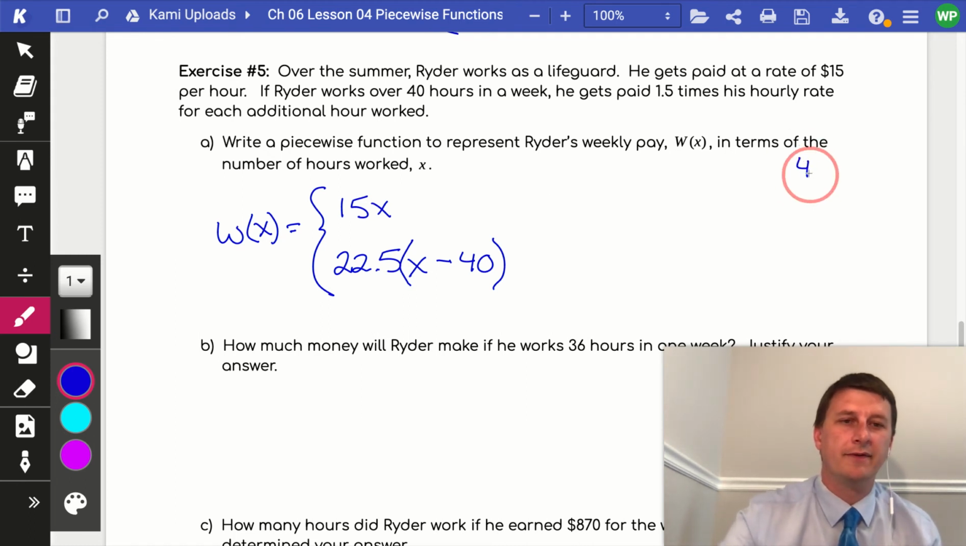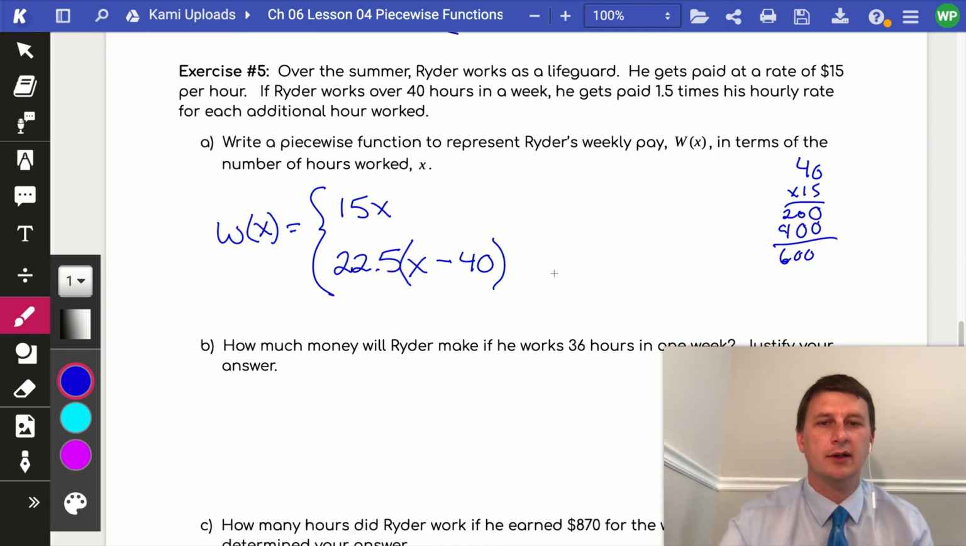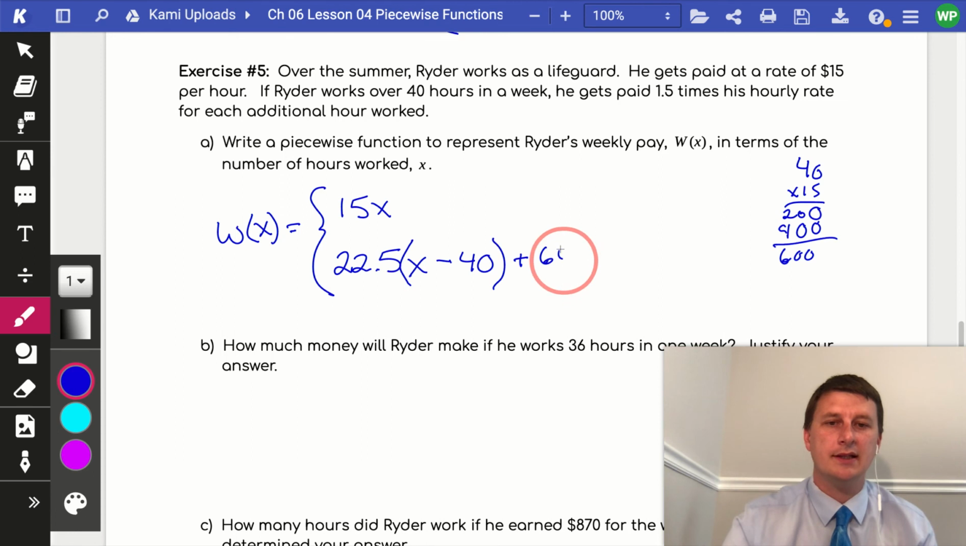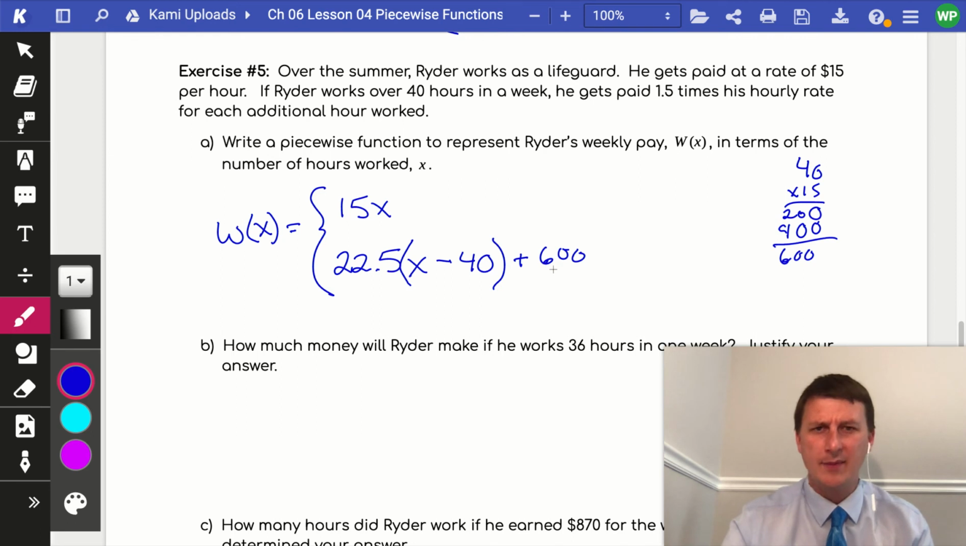So if he works the full 40 hours, we do 40 times 15, and we get 5 times 0 is 0, 5 times 4 is 20, and then 1 times 0 is 0, 1 times 4 is 4, and he's going to make $600 if he works 40 hours a week. So this is the amount he'll make in overtime, plus the $600 he would have made in the 40 original hours. Does that make sense?